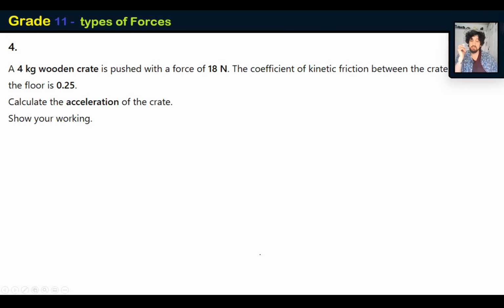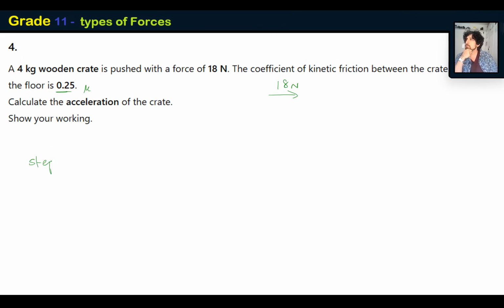And last but not least, we've got a 4 kilogram wooden crate, which is pushed with a force of 18 newtons. So once again, we've got 18 newtons, but we know that's not going to be the net force. The coefficient of kinetic friction between the crate and the floor is 0.25. Calculate the acceleration of the crate. Okay, so this time it's the other way around. So what we need to do is we need to find the friction force and not find the push force or the net force. So here we go. So we've got, what do we have? We've got the mu.